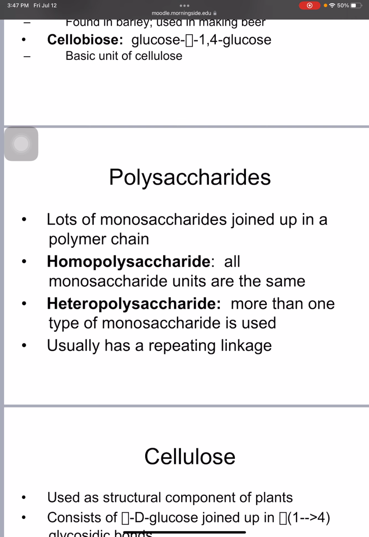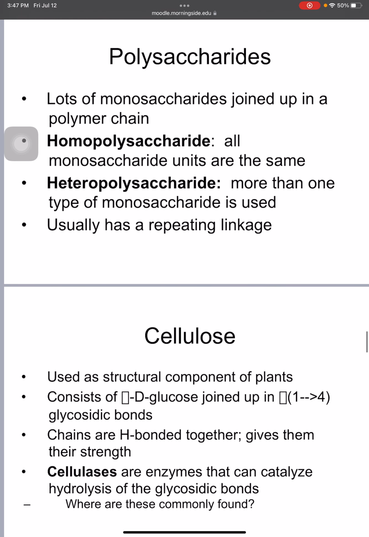All right, I want to start off with cellulose here, and again, on the iPad, it kind of messed up some of my Greek letter formatting, but you can see this on the computer or the book. Cellulose is a homopolysaccharide. It's composed entirely of glucose, specifically beta-D-glucose, that are joined up in beta-1,4-glycosidic linkages. All right?